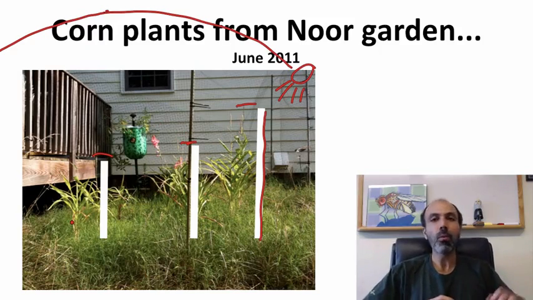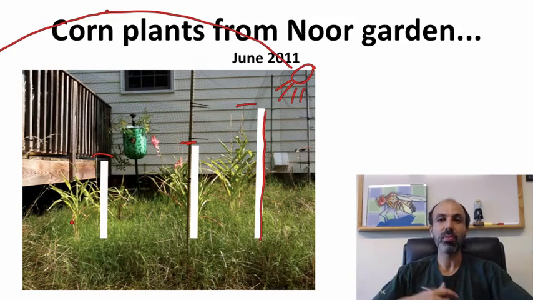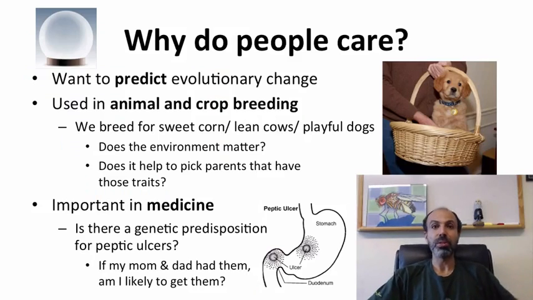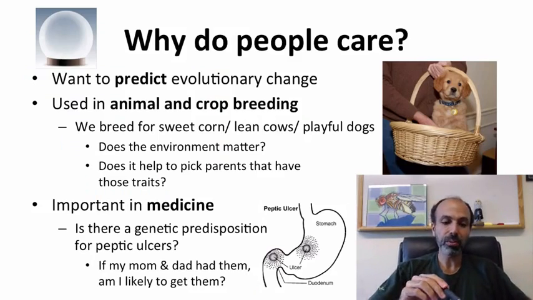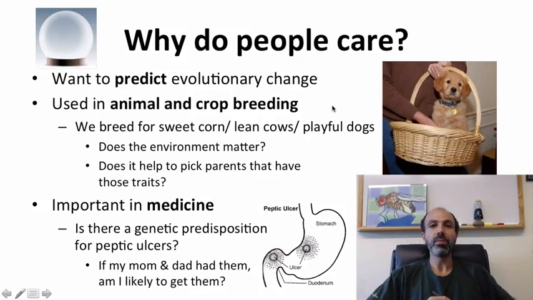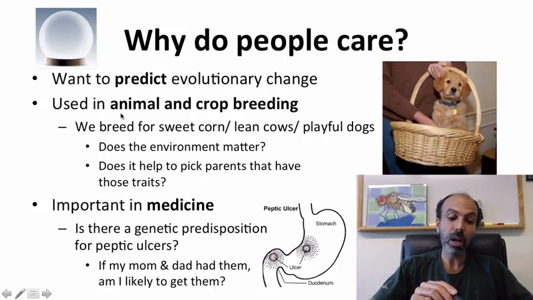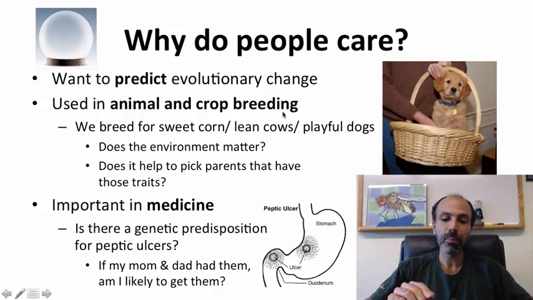And more fundamentally, why do people even care? Why do people want to quantify whether there's a genetic versus environmental component? Well, there's a lot of reasons. As you'll see later in the class, we want to be able to predict evolutionary change, right? And evolutionary change requires that there's some sort of genetic component. You can't have evolution by natural selection unless there is some hereditary basis to the traits that are being selected. Okay? This is often also used in animal and crop breeding.